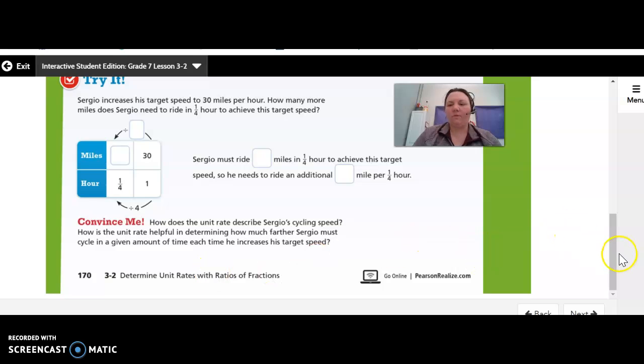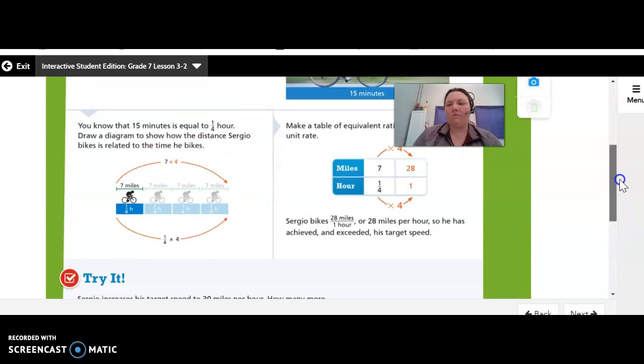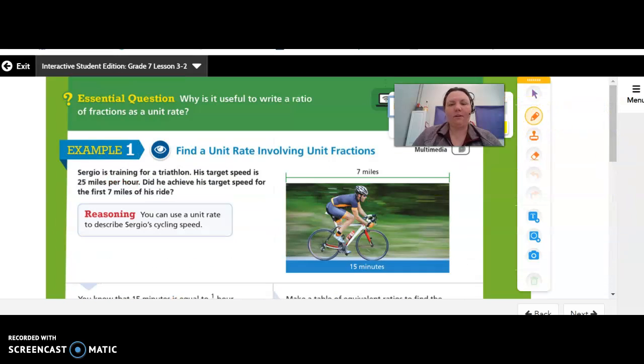Math 7 students, if you have not gotten your workbook and a pencil out yet, please make sure to pause the video and get your workbook open to page 170, because these note videos only help you if you are following along and writing them down along with me.